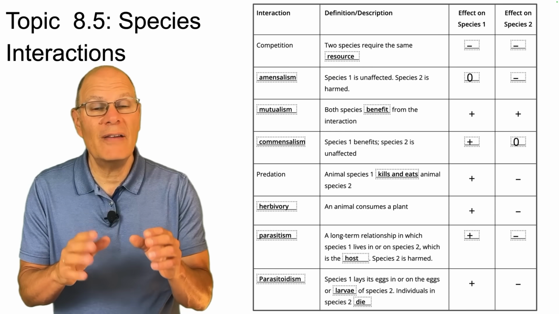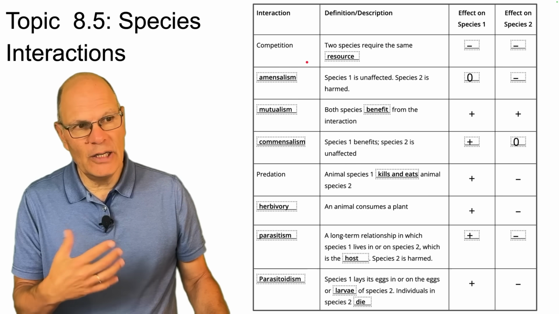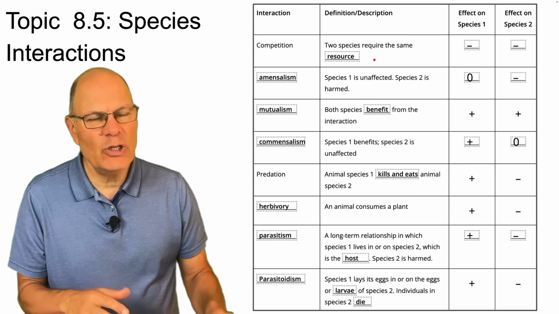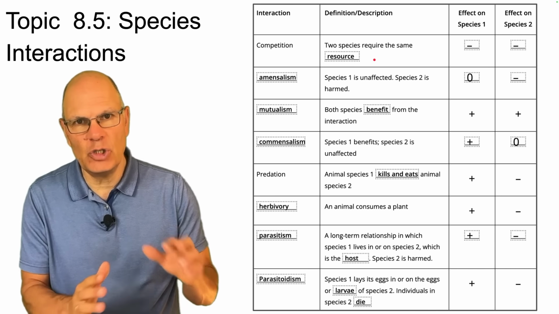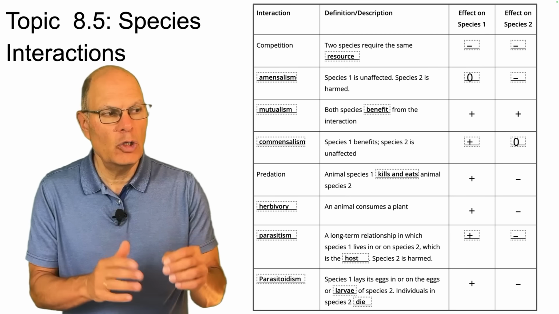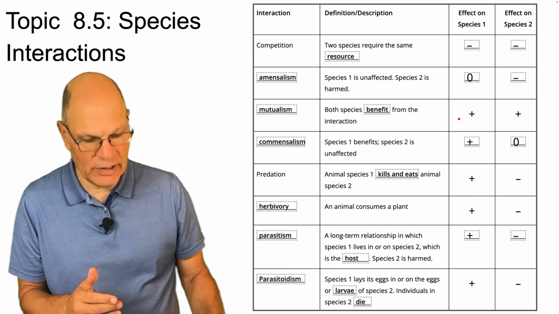Topic 8.5 is species interactions. You should know all of the interactions that are in this chart. You should know their definition, and you should know what the effect is on the two interacting species, whether it's positive, negative, or neutral. That's usually represented with a minus sign, a 0, or a plus sign.